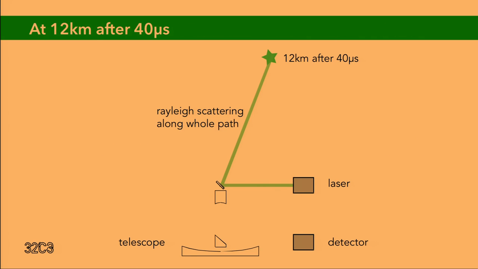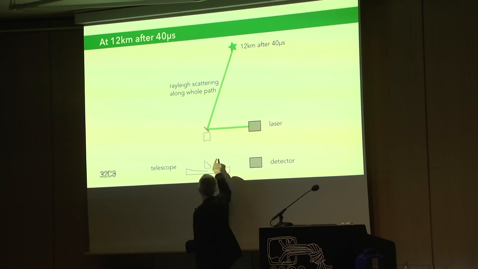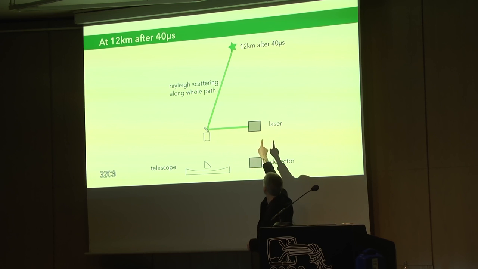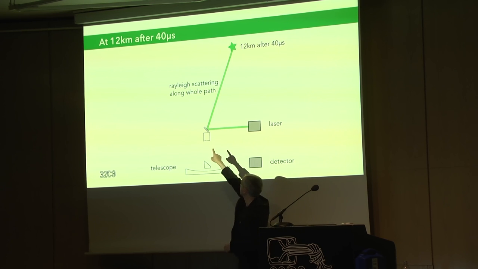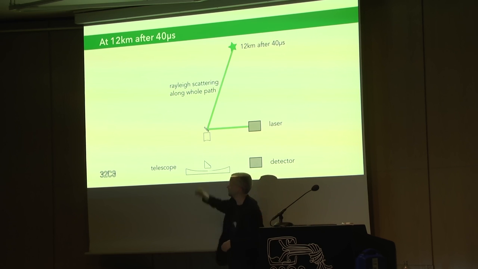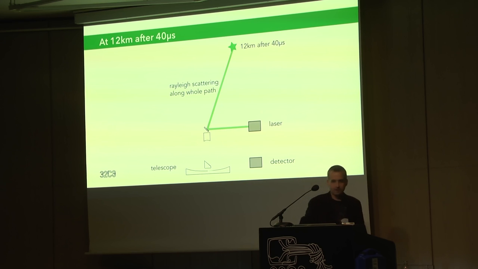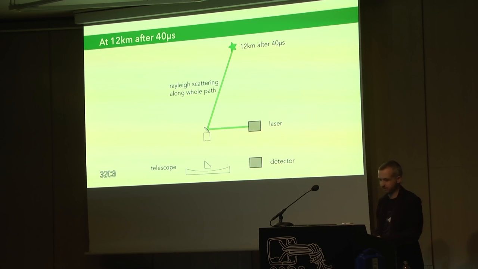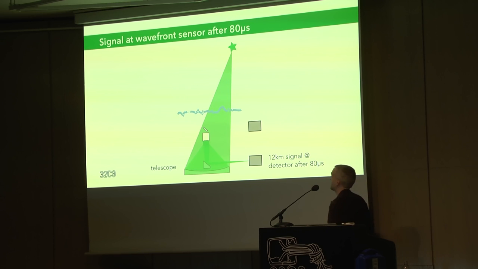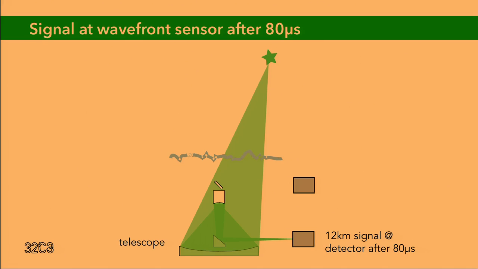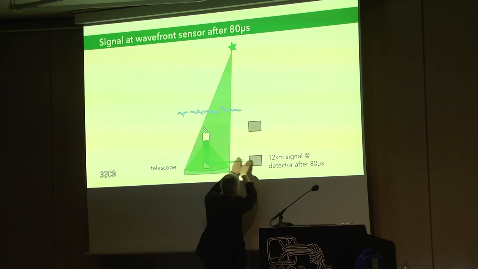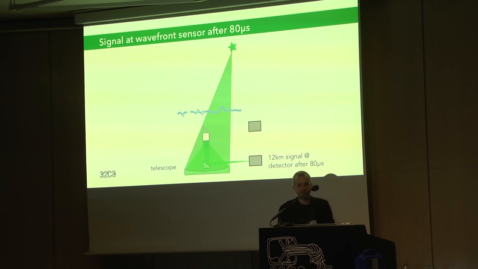This is how it looks like. So this is our telescope, the primary mirror, which receives the light from outer space. It then deflects on the secondary, tertiary, and then somewhere here. But first, we have to shoot the laser up. And it's launched from a laser box onto a mirror behind that secondary mirror over there into the atmosphere. And after 40 microseconds, it reaches an altitude of 12 kilometers. And of course, it comes back. After 80 microseconds, it's here in our detector again. So the star then lights up, has this cone, gets focused, reflected to here. And we do have our signal in our detector after 80 microseconds.